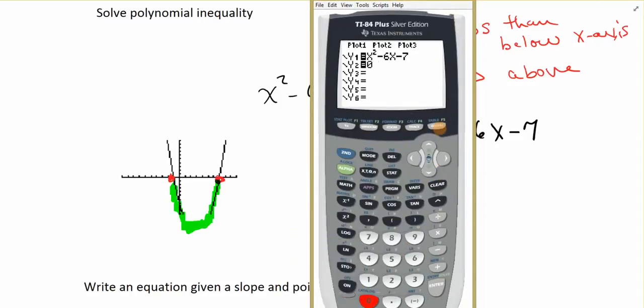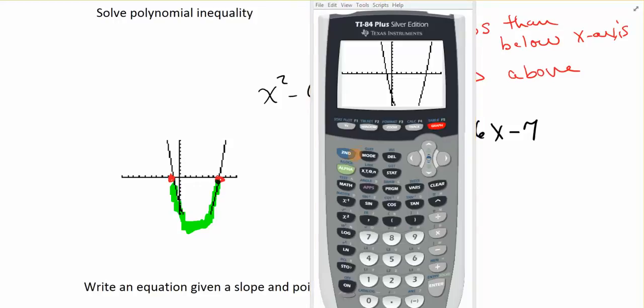It doesn't change the picture of my graph at all. But now if I want to find the intersection of the x-axis and my parabola, I can do that, okay? Did you find any intersections before? Let's do this. Let's do second calc, which is the trace button.